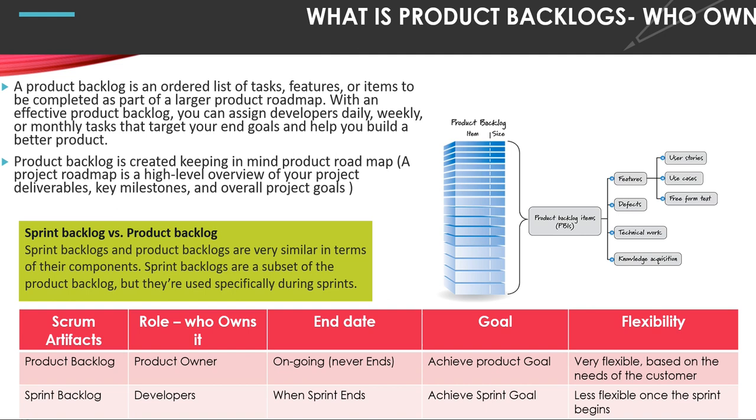Product backlog basically contains the ordered list of tasks, features, or items to be completed as a part of a large product roadmap. Within an effective product backlog, you can assign developers daily, weekly, or monthly tasks that target your end goal and help you build a better product. Product backlog is created keeping in mind the product roadmap. A roadmap is a high level overview of your project, deliverables, key milestones, and overall project goal.